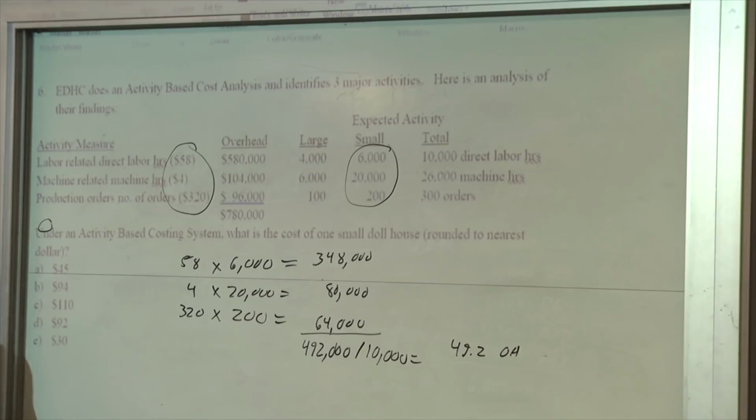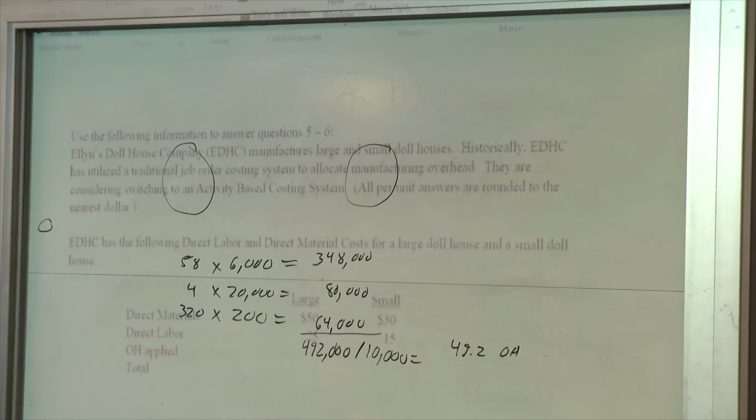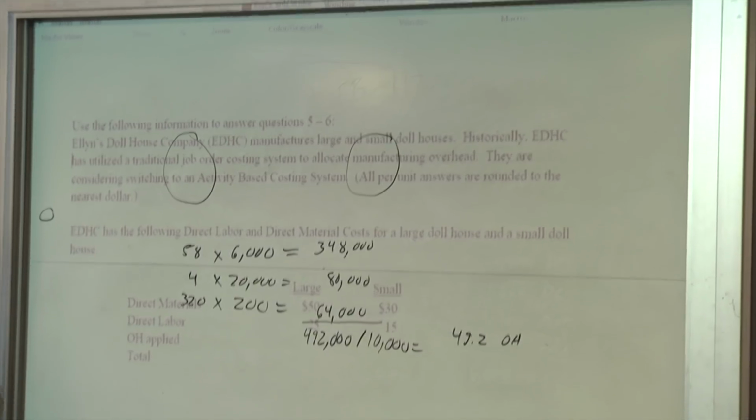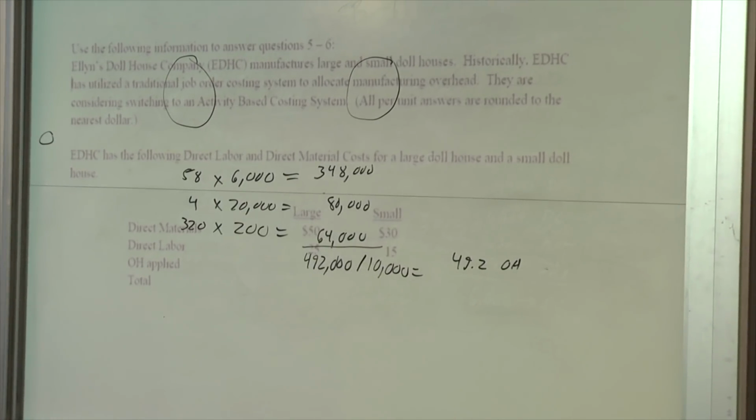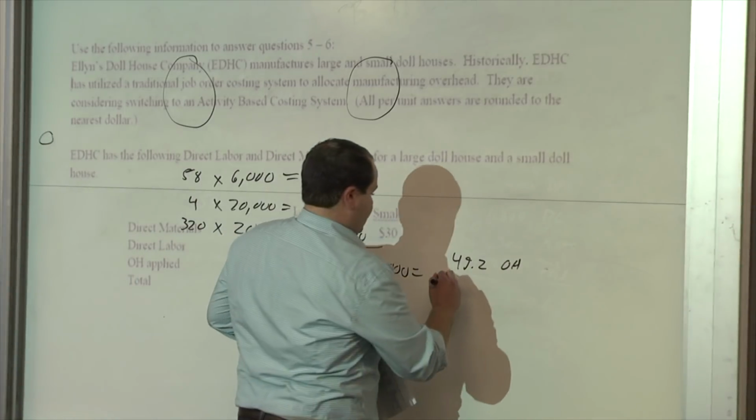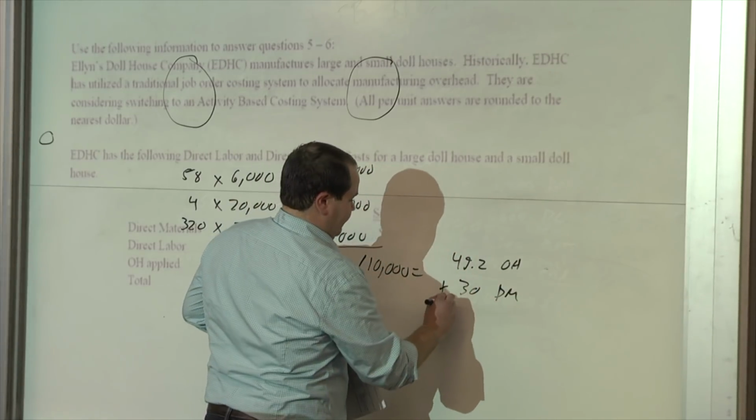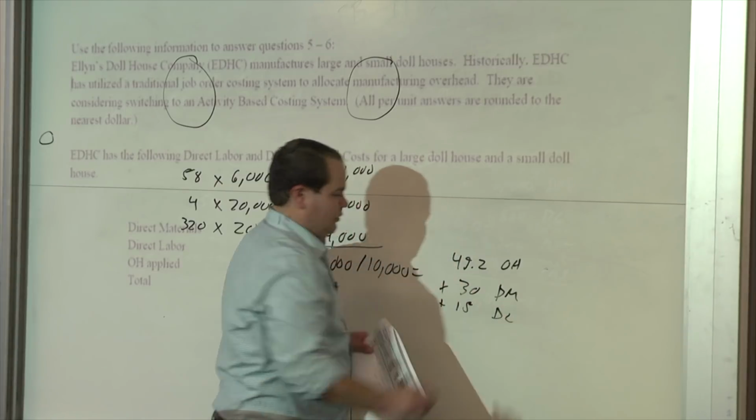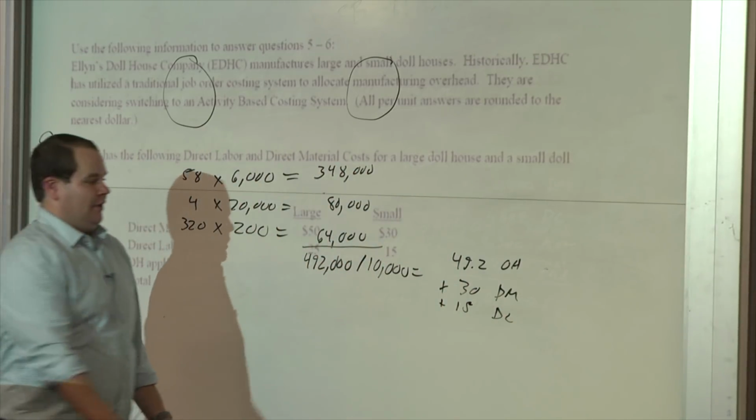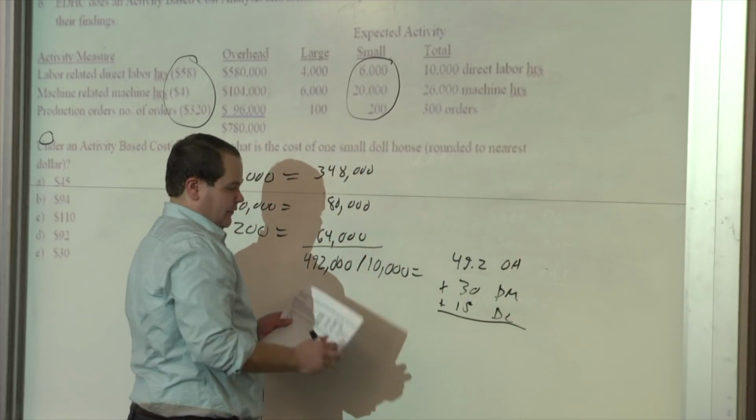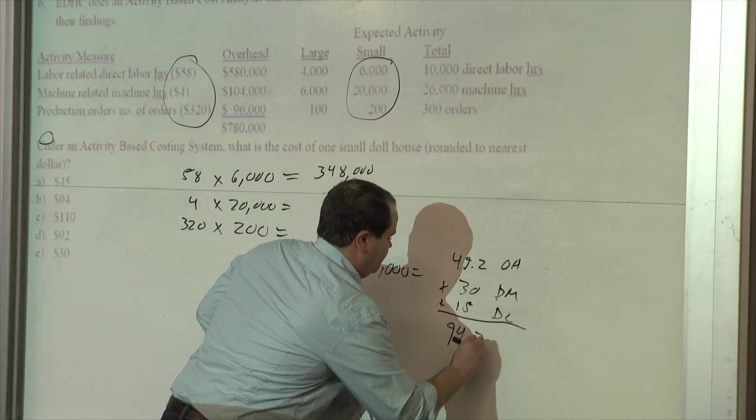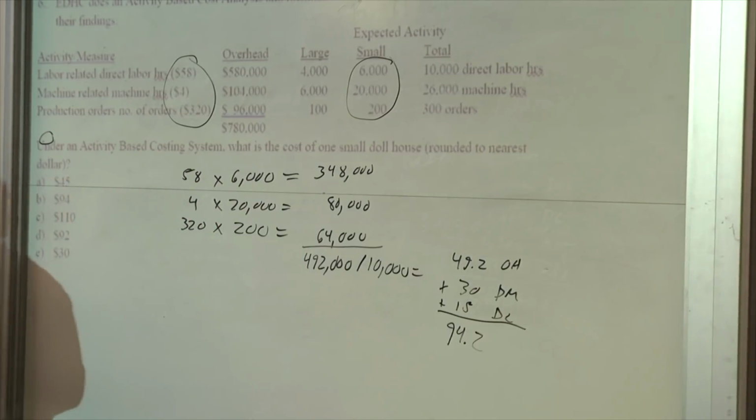We're asking what the total cost is, though. Remember, these different methods for applying overhead are exactly that. It's applying overhead. It's not direct materials or direct labor. Those stay the same, even though we're using different methods for the overhead. All we're changing is overhead. So it's still $30 in direct materials and $15 in direct labor. That means the cost for the dollhouse is 94.2.